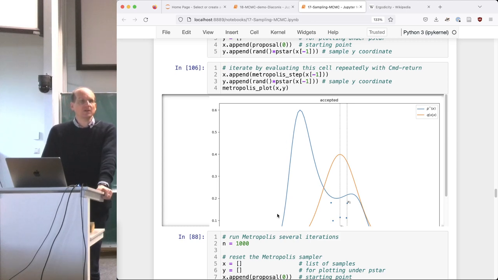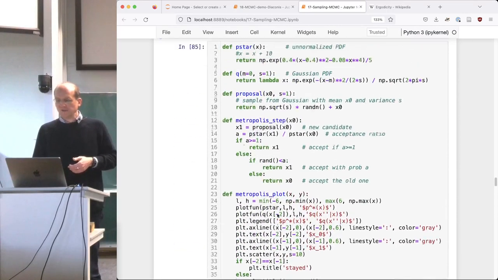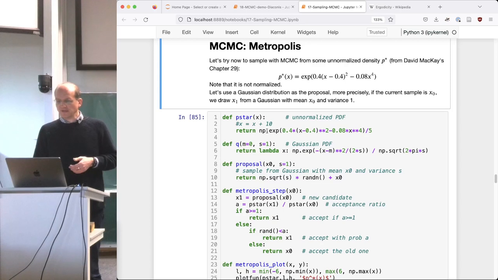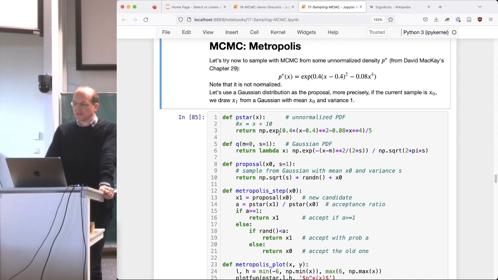It's a distribution, just a function that is greater or equal to zero, and it's not normalized at all. I didn't care. I'm also not able to calculate the normalization constant, because it's e to the x squared minus x to the 4, so that's beyond my capabilities to calculate this integral. Maybe some people can do it, I can't. So this is my unnormalized PDF.